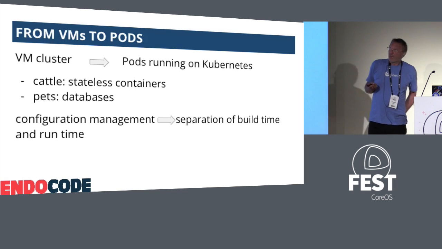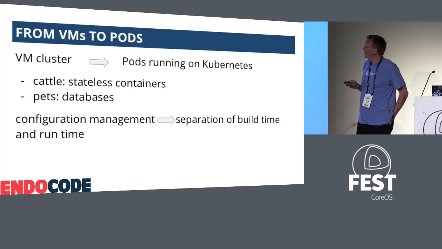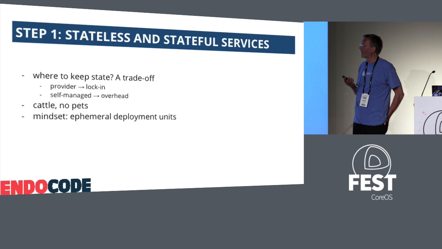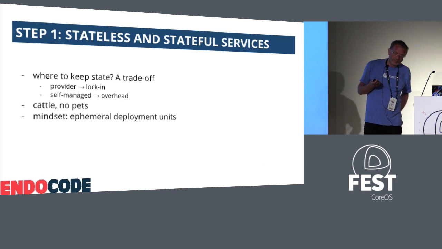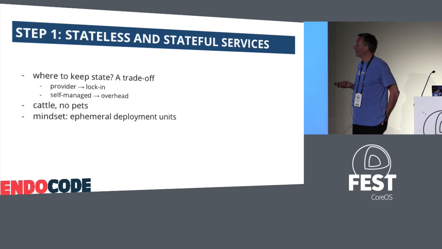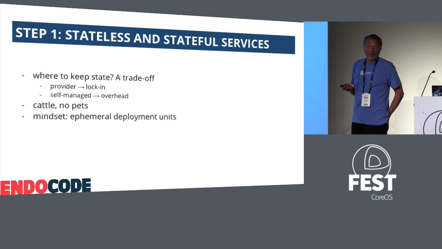And the next thing is a VM cluster. All your pods running on Kubernetes can be considered as having evolved from a virtual machine cluster. And then what I already mentioned, the main point you have to do is use stateless containers most of the time as cattle, and treat databases as pets and care about the databases.